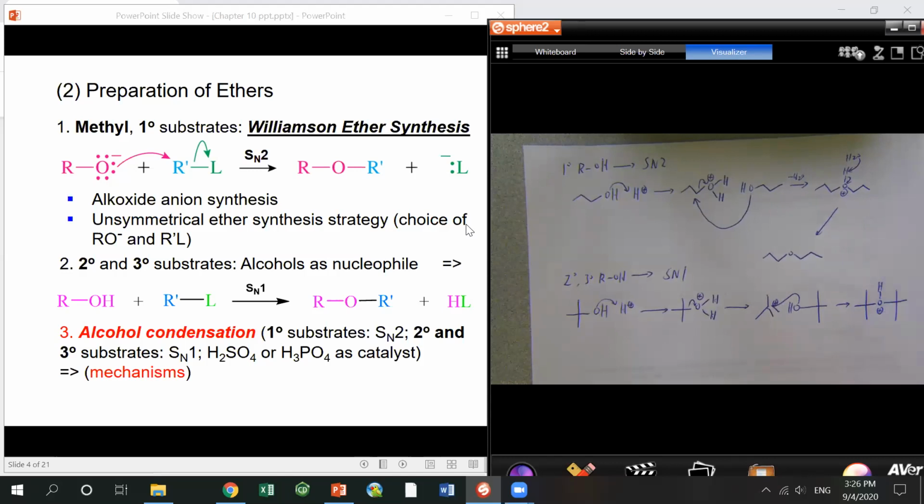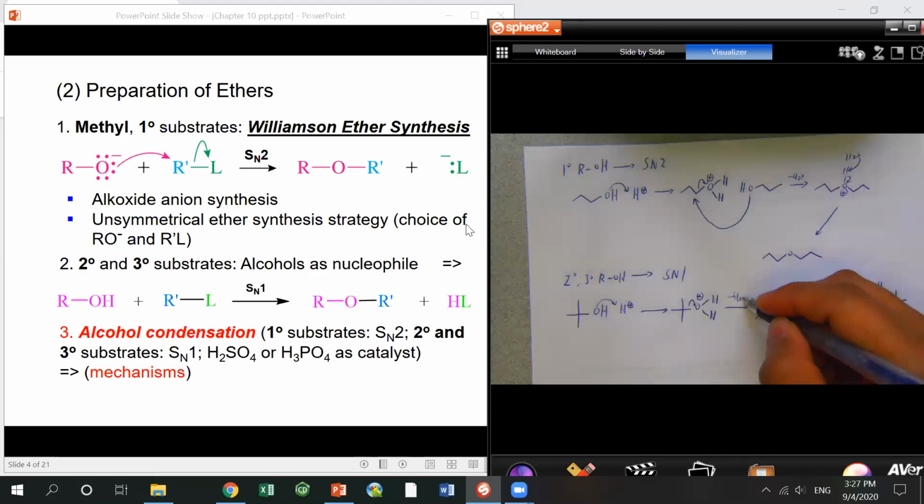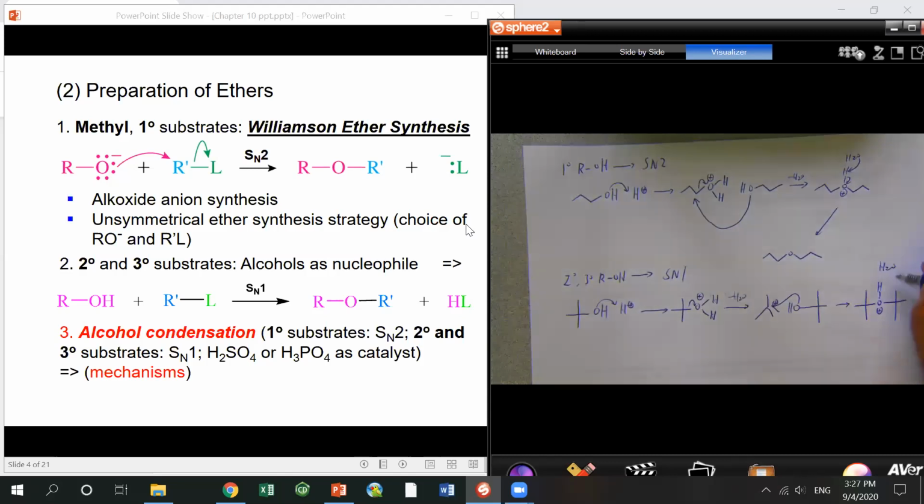That gives you something like this. Keep in mind the hydrogen is still on oxygen. Similarly, this guy, and then the left water comes back. So it's an acid-base reaction: water is a weak base, picks up your protons, and eventually gives you the final product, the substituted ether. All right, got it.